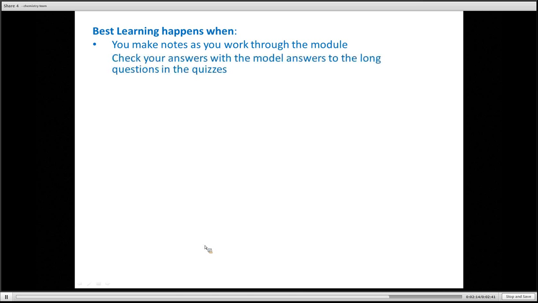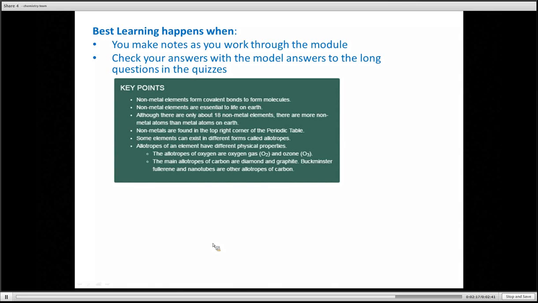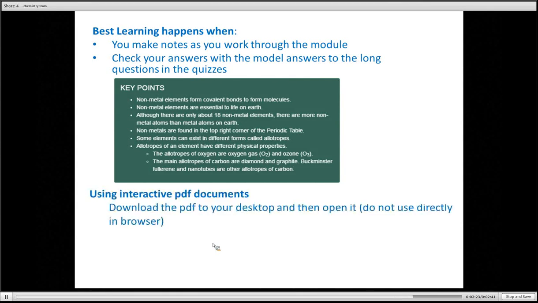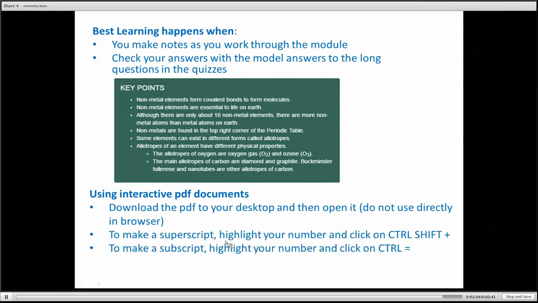Finally, as I've said before, make notes to help you process the information. Check your answers. Have you got enough detail? Do you understand all the key points? And then finally, if you're using any of the interactive PDF documents for the activities in this module, remember to use the superscripts and subscripts, and these are the two different ways you can do that.